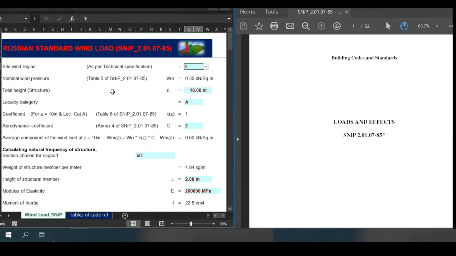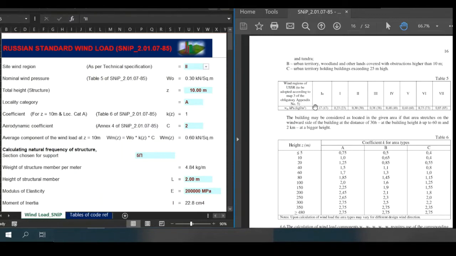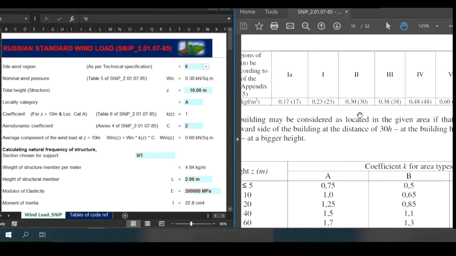Next one is nominal wind pressure. For this we need to refer to page number 16, that is table 5. In this table you can see the values of nominal wind pressure. For region 2 it is 0.9, sorry, 0.3. The unit for this nominal wind pressure is kilonewton per square meter. Next one is the total height of the structure. For this I am assuming 10 meter.